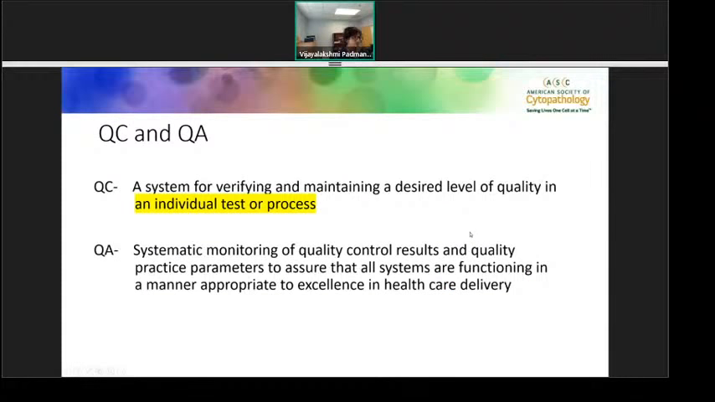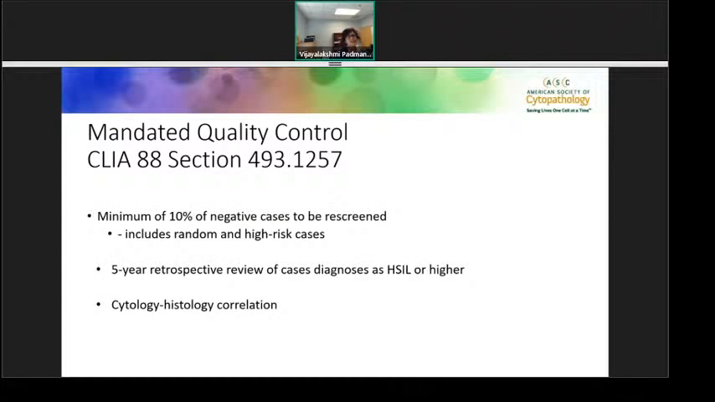So quality control is a system for verifying and maintaining a desired level of quality in an individual test or process. Quality assurance, on the other hand, is systematic monitoring of quality control results and quality practice parameters so that you can be assured that all systems are functioning in a manner appropriate to excellence in healthcare delivery. There are some things in cytology, especially in the world of PAP tests, which are mandated quality control by CLIA 88.